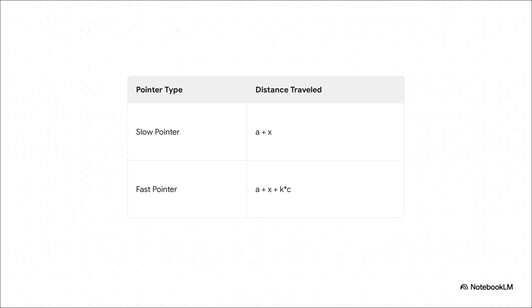We use Floyd's cycle detection, the famous Tortoise and Hare algorithm. Let's map this out physically. Let A be the distance to the cycle entrance, let C be the cycle length, and let X be the distance inside the cycle where our slow and fast pointers finally meet up. When they inevitably collide, the slow pointer has traveled a total distance of A plus X. The fast pointer has traveled A plus X plus some number of full laps around the cycle, which we can write as k times C.